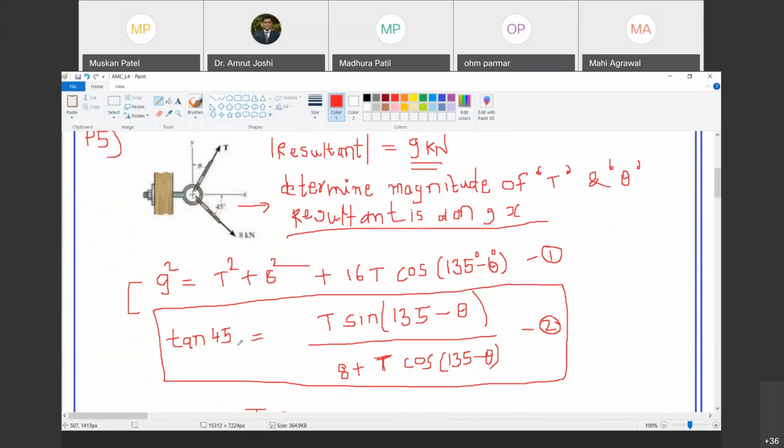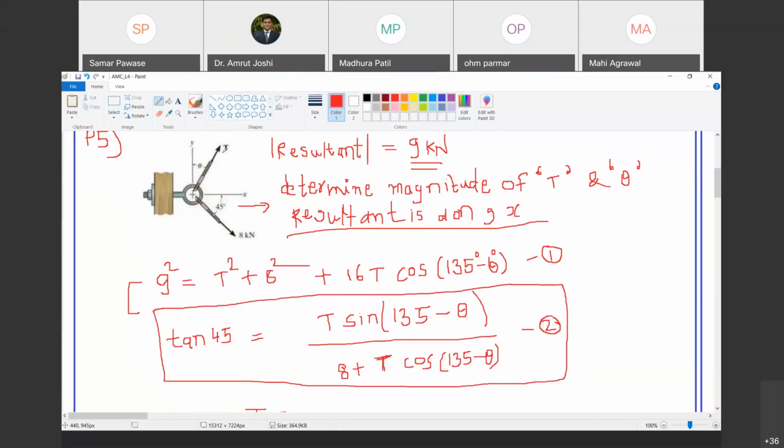Sir, can't we write cos(135 minus theta) as t upon r? And then, sir, if we solve further, I got t is equal to 5. Okay, so let me cross verify the answer. I will solve these two equations simultaneously. If I get the same answer, then your method is also correct, and you can also explain that in the next class.